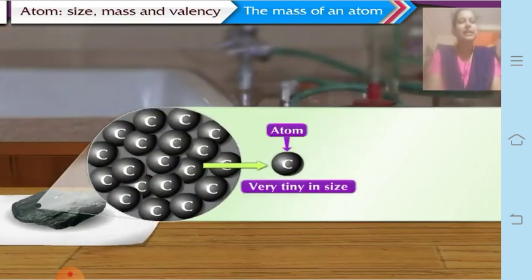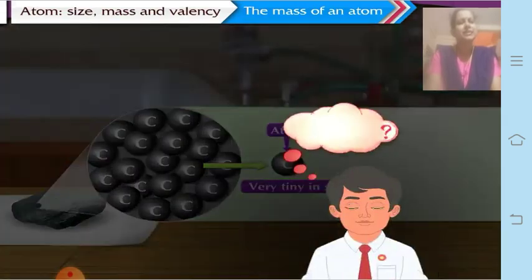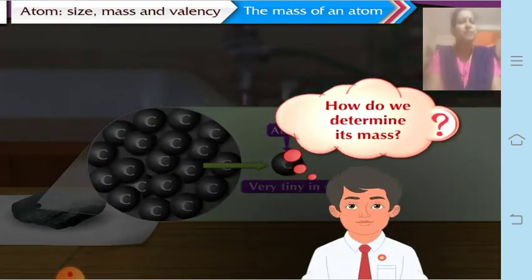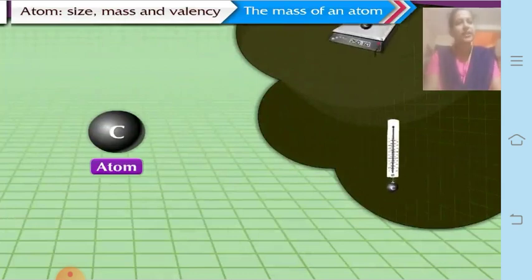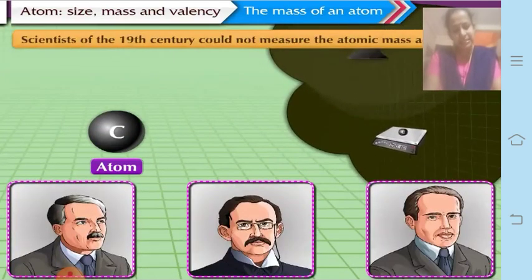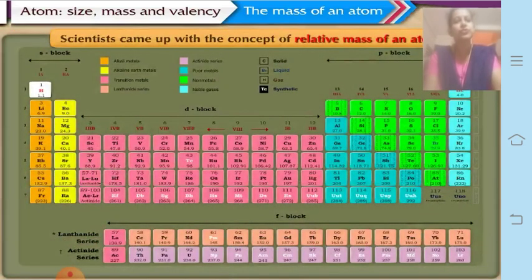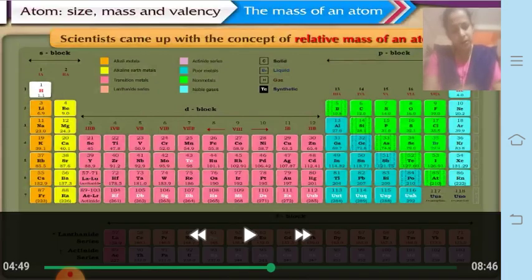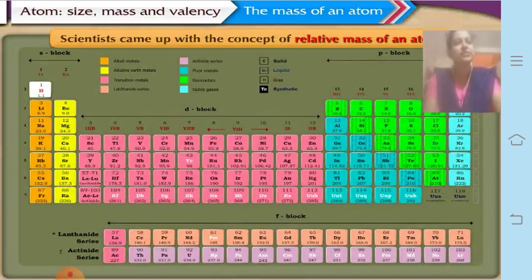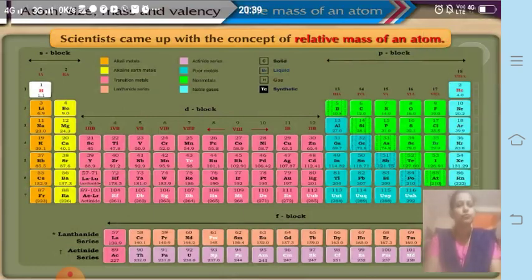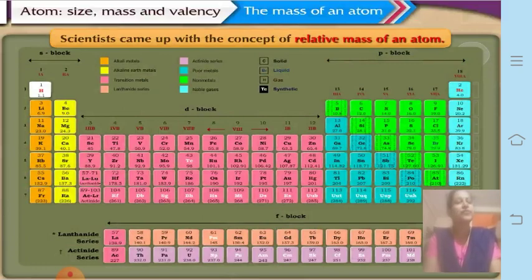Now if we take the atom, it's very tiny in size. Then how do we determine its mass? Now this was a very difficult task even for the scientists. Scientists struggled with this question. It was not possible for the scientists of the 19th century to measure the mass of these atoms accurately. Therefore a concept of relative mass of the atoms was used. So scientists came up with the concept of relative mass of an atom.